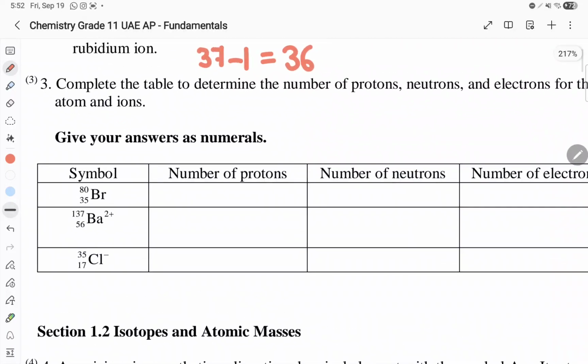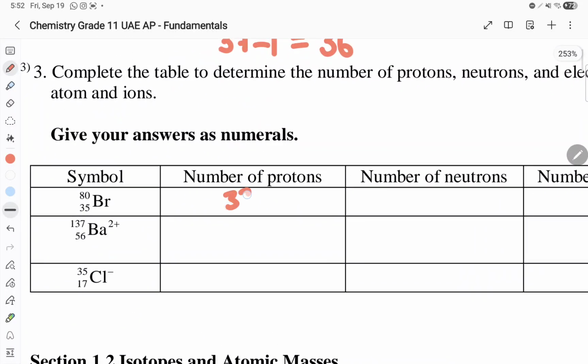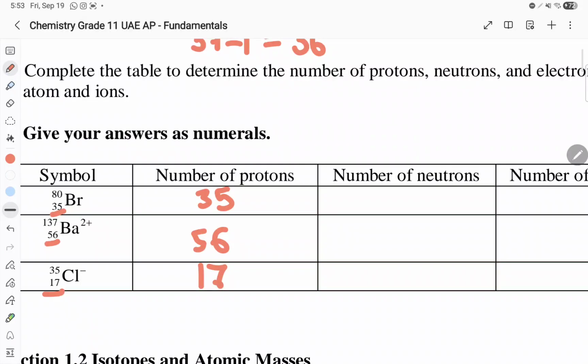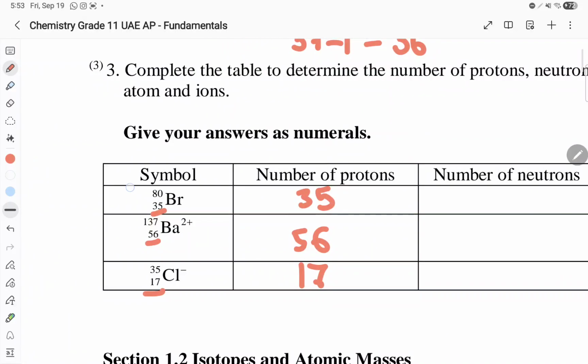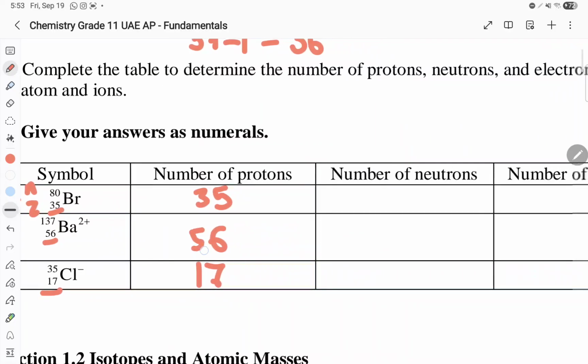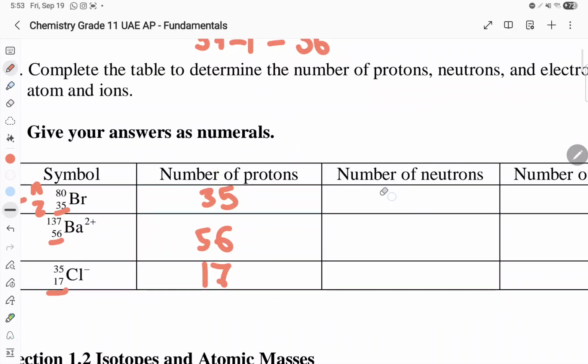Complete the table. Okay, so the number of protons is always the bottom number, always the number Z. So it's 56 and 17. Here the number of neutrons is always A minus Z. So it's 80 minus 35, which is 45.